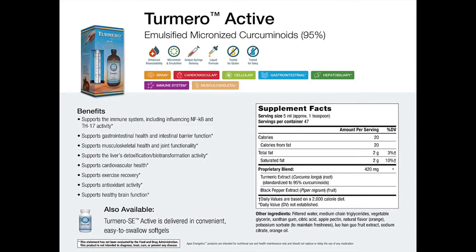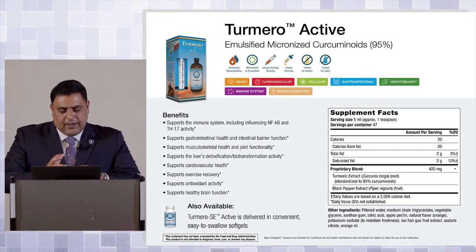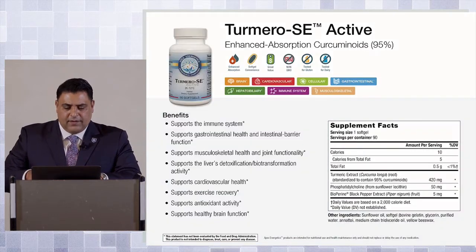And then I'll use high amounts of turmeric. And when you look at turmeric, you really want to have highly active curcuminoids. And when you have emulsified micronized curcuminoids, you really deliver some very powerful anti-inflammatory flavonoids. And the key thing with curcuminoids is that they can cross the blood-brain barrier, so they can actually get into the brain. Not all flavonoids can do that. So I'll use Tumero Active in my practice with neuroinflammation patients.